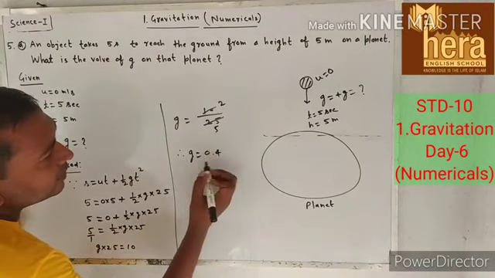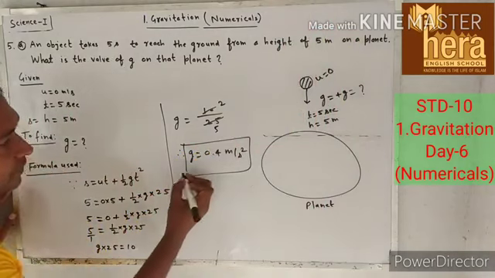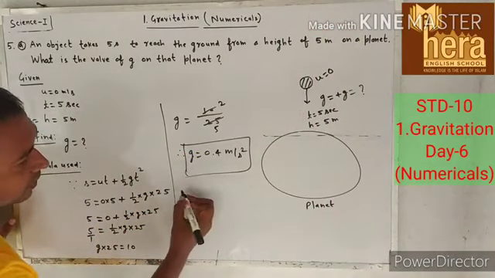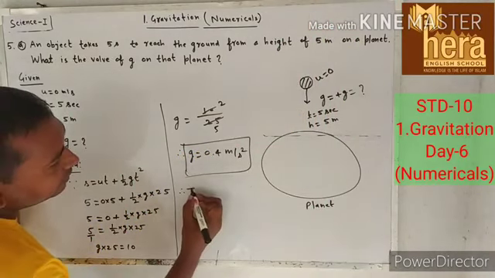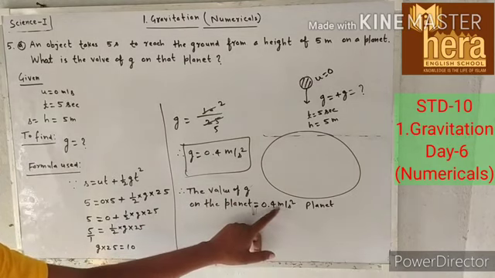Since g is what? Acceleration due to gravity. Therefore, its unit will be meter per second square. Right? So here g is positive. Positive means object is moving in downward direction. If g is negative, it means object is moving in upward direction. Okay? So you have to write in the language also. Therefore, the value of g on the planet is equal to 0.4 meter per second square.